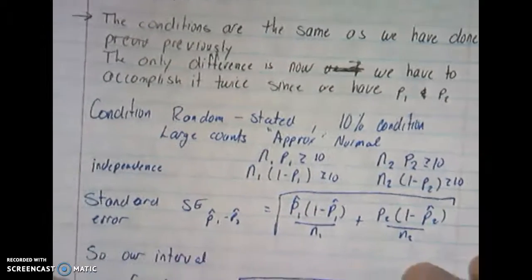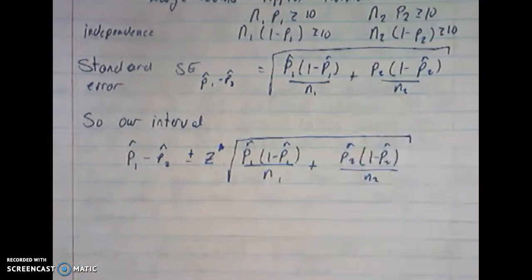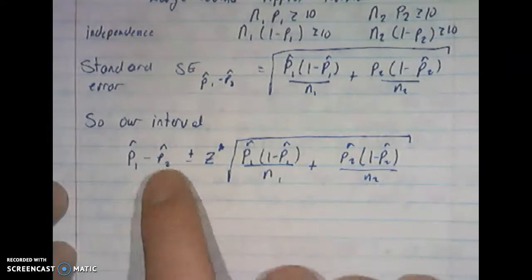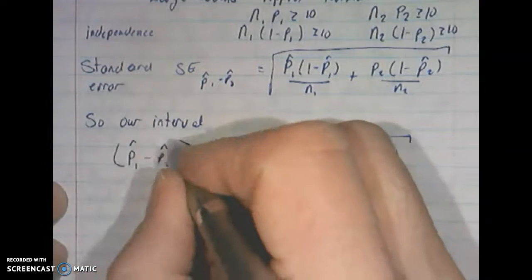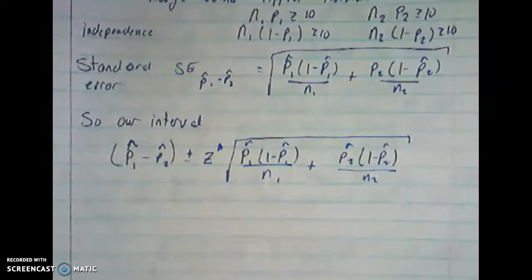Then we're going to calculate our standard error, which is very familiar to what we just did in our previous video. Our interval is P hat 1 minus P hat 2, sorry, those were both P hats, I apologize, plus or minus our z critical score times the square root of P hat 1 times 1 minus P hat 1 all over n1, plus P hat 2 times 1 minus P hat 2 over n2.